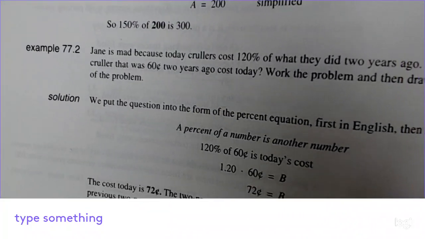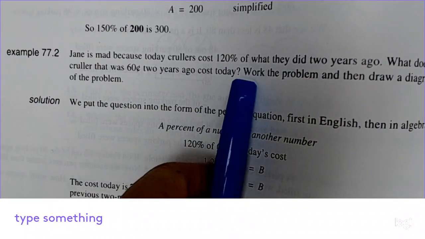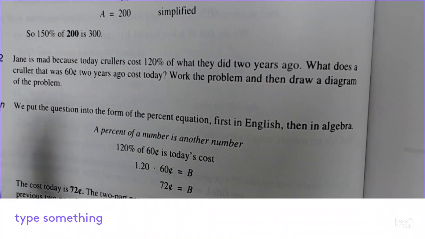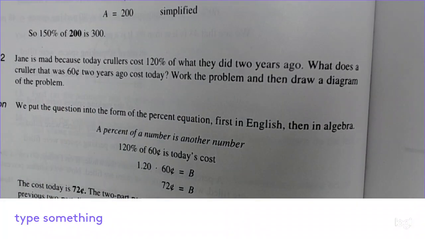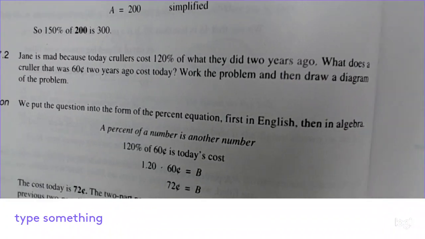Jane is mad because today coolers cost 120% of what they did 2 years ago. I would be mad too, Jane. What does a cooler that was 60 cents 2 years ago cost today? Work the problem, then draw a diagram of the problem. So, let's start by working the problem. We've got 120%, we've got 60 cents. Let's start filling in what we know.